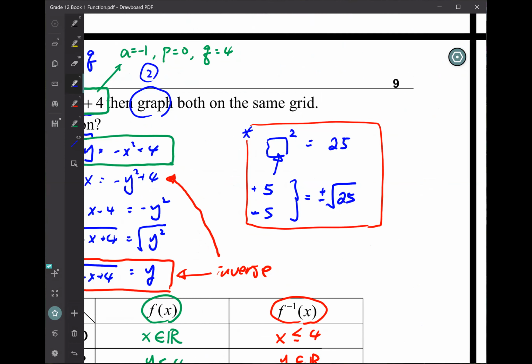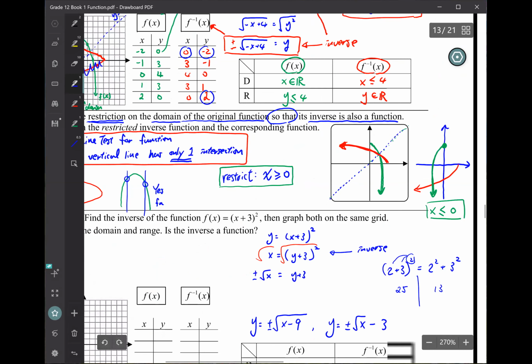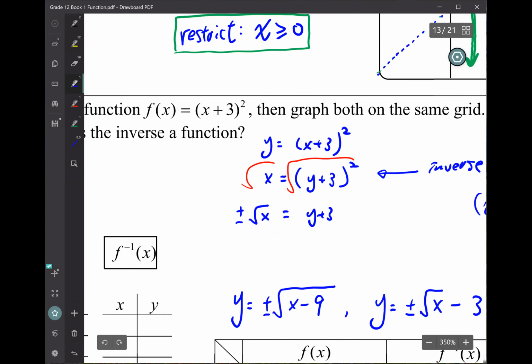Something squared, positive 5 will work, right? 5 squared will be 25. Negative 5 squared will also be 25. So the answer is always plus minus. Okay, so we go back here. And then now what? Isolate y. And how do we do that? You can bring the 3 to the other side.